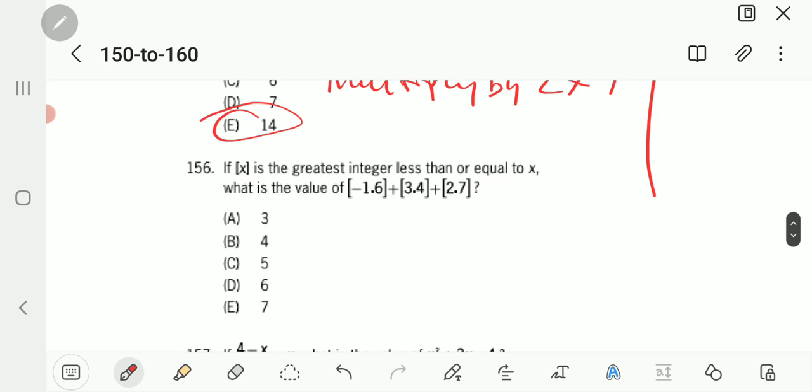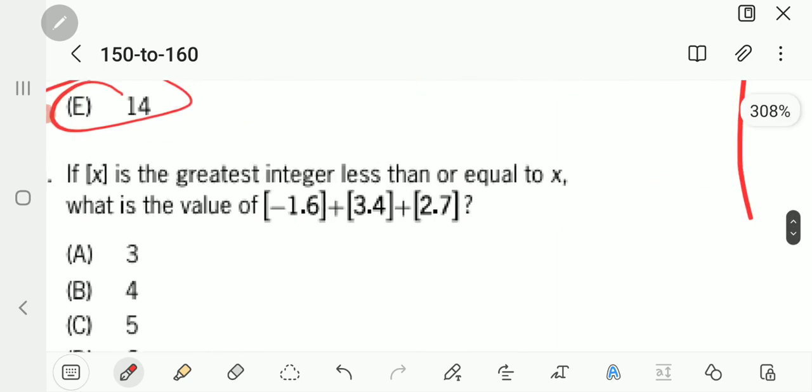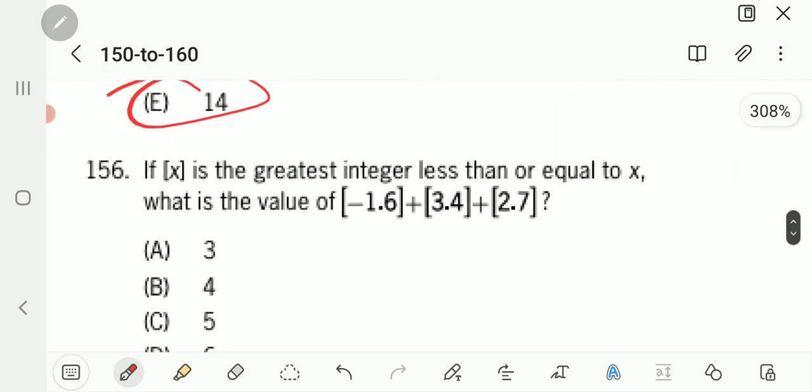So that is the correct way of reading this. This is read as operation S. If operation S is the greatest integer less than or equal to S, what is the value of the sum of minus 1.6, 3.4 and 2.7? Remember that the question said the greatest integer less than or equal to S.